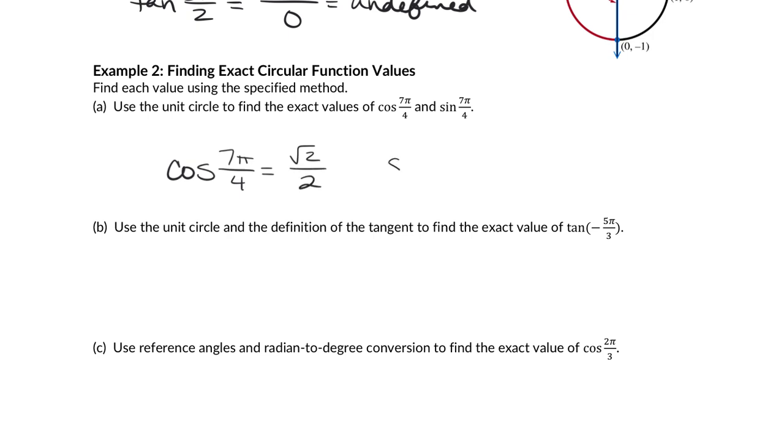What about the sine of 7 pi over 4? Negative square root 2 over 2. I wanted the y coordinate point from that coordinate point. Tangent is 1. The tangent would be 1. It didn't ask for that, but yes.